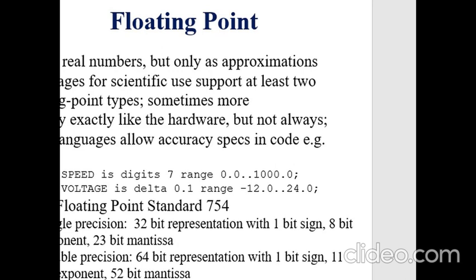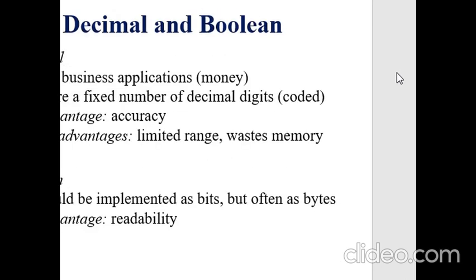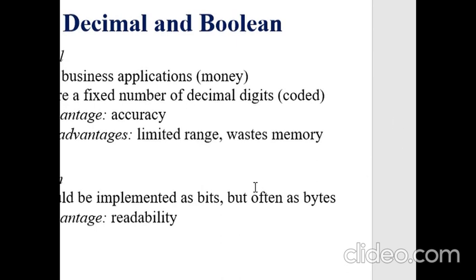1 bit sign, 8-bit exponent, 23-bit mantissa. The double precision, 64-bit, is represented with 1 bit sign, 11-bit exponent, 52-bit mantissa. Business applications store fixed numbers of decimal digits. For example, a bank application where more money is deposited. In that case, we want a decimal type, and a boolean could be in one bit, but often it uses a byte for readability.